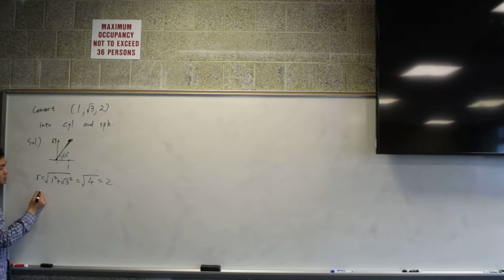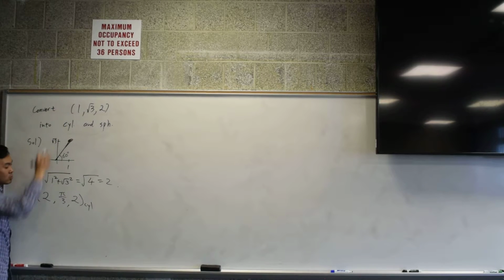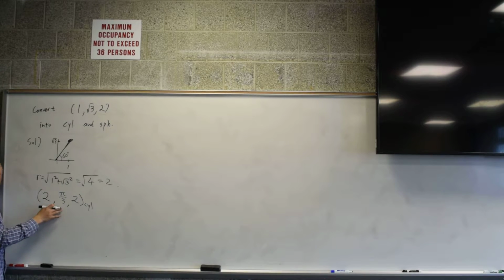Therefore, in cylindrical, it's easy. You say r, which is 2, and you have to write your angles in radians. So what do you write? Pi over 3, and your height is 2. So when you go from rectangular to cylindrical, the z value doesn't change. You use the same z, you only change the r and the angle. So that's what you get in cylindrical.